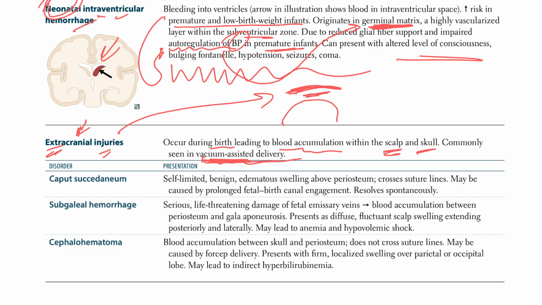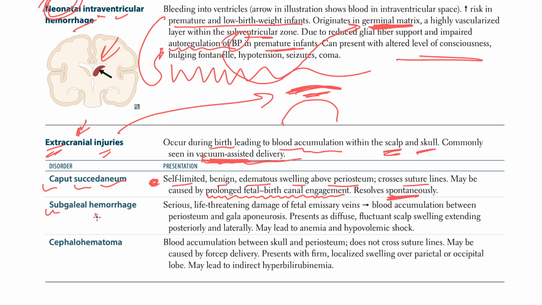For example, it's called caput succedaneum, which is self-limited, benign, edematous swelling above the periosteum, crosses the suture line, may be caused by prolonged fetal birth canal engagement. It will resolve spontaneously.